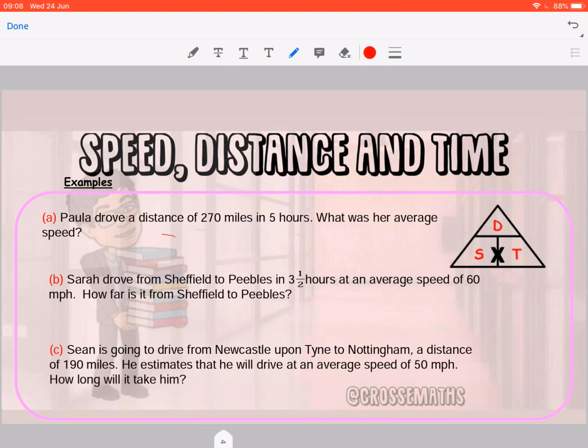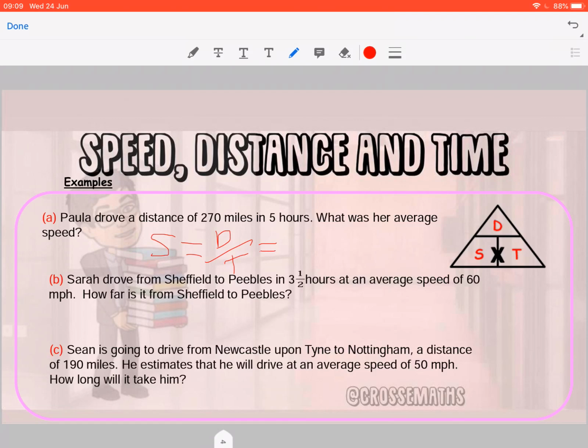So we're trying to work out speed. So speed equals, now if you take your thumb and you put it over the letter S on the triangle, you should have left D/T. That means distance divided by time. Okay, so you put your thumb over the letter S, what you'll be left with is distance divided by time. So that's telling you what you're working out is. If you cover distance with your thumb, you'll have speed times time. If you cover time with your thumb, you'll have distance divided by speed. Okay, the triangle tells you what you're working out is going to be. So speed equals distance divided by time.